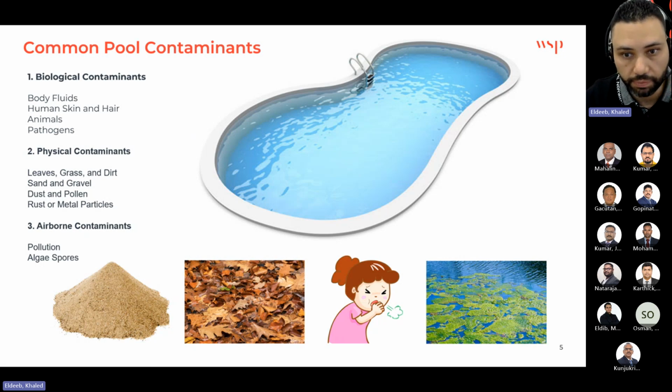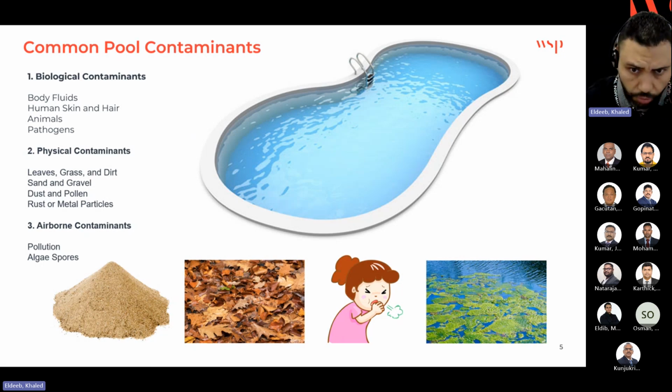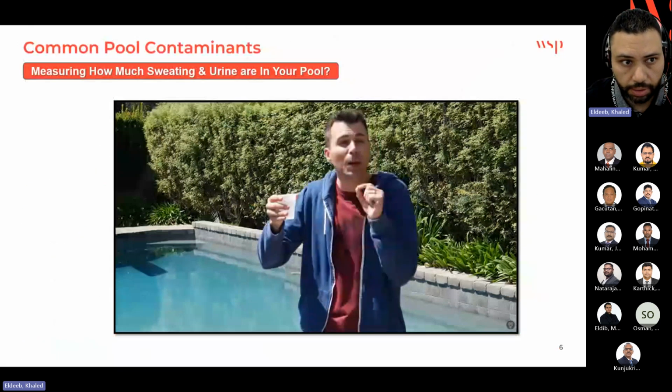pathogens. Okay, we are referring here to the harmful microorganisms like viruses from human or animal waste. We have also physical contaminants like debris from the surrounding environment, such as leaves, grass, sand, gravel, dust and rust from pool equipment or corroded fittings. Also, we have airborne contaminants. All of those contaminants impact the pool water quality. So we need to understand them.